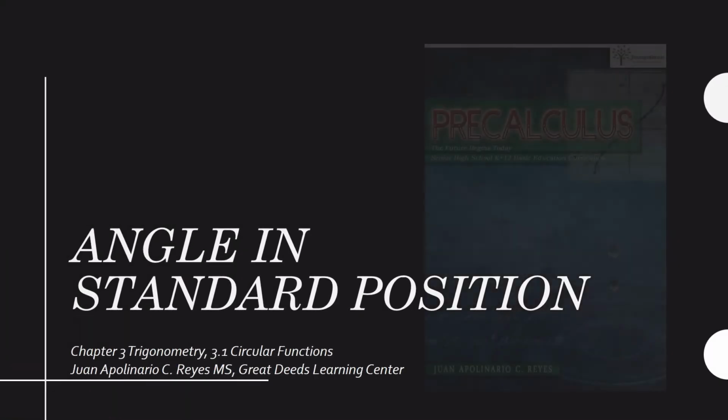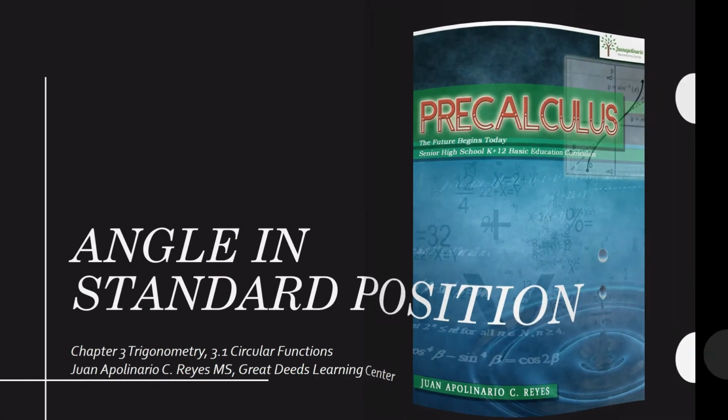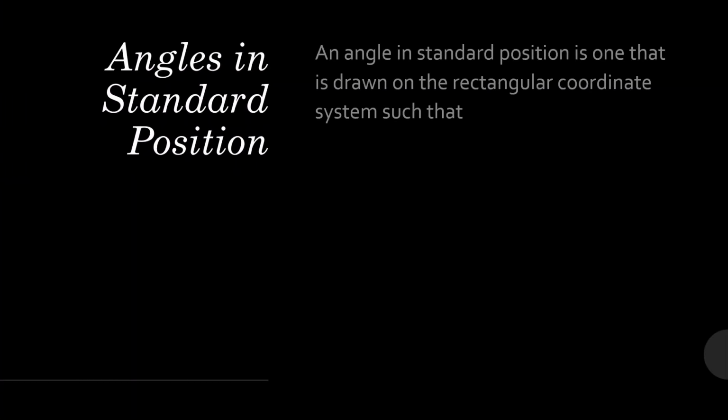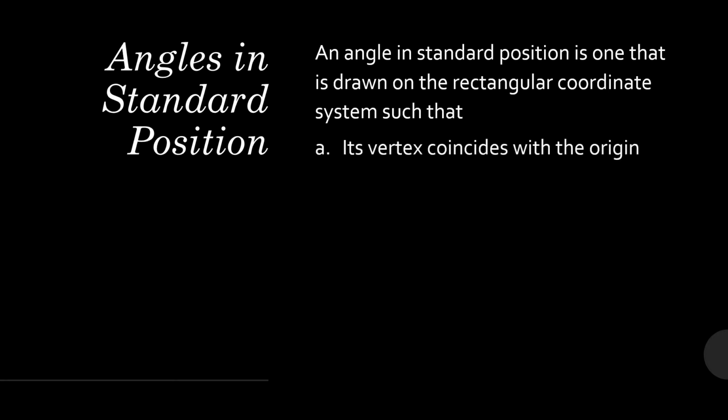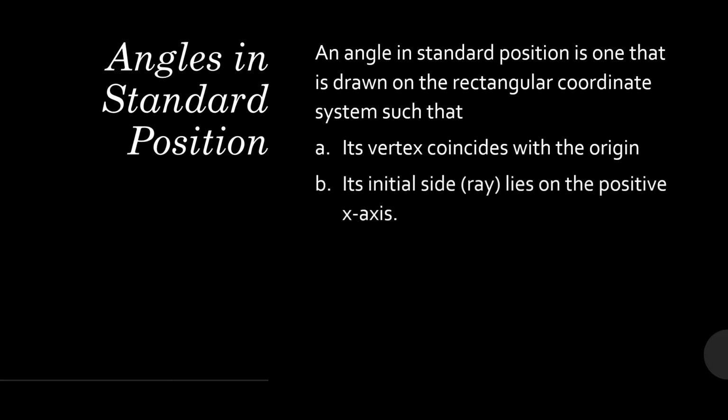Angle in standard position. What is an angle in standard position? An angle in standard position is one that is drawn on the rectangular coordinate system such that its vertex coincides with the origin and its initial side lies on the positive side of the x-axis.